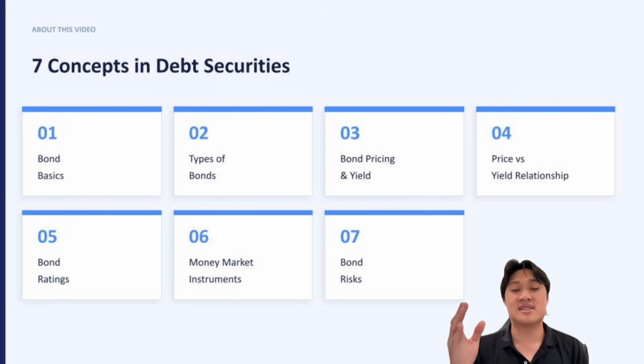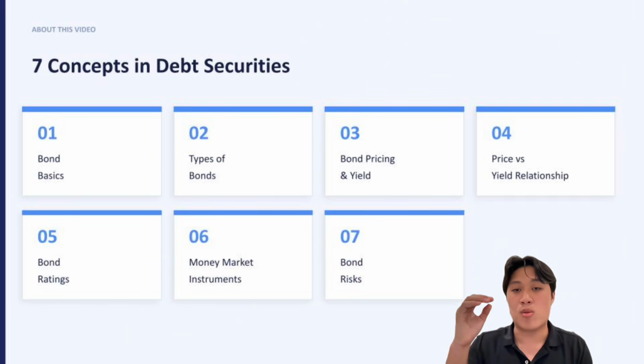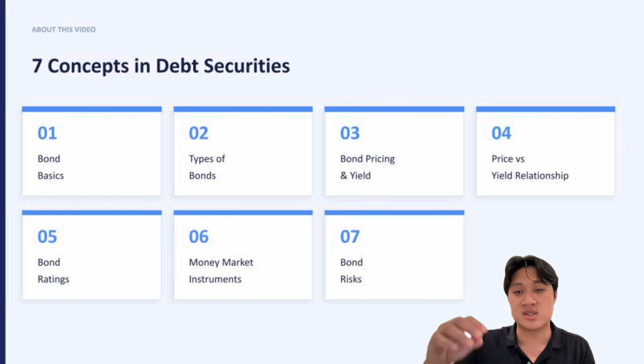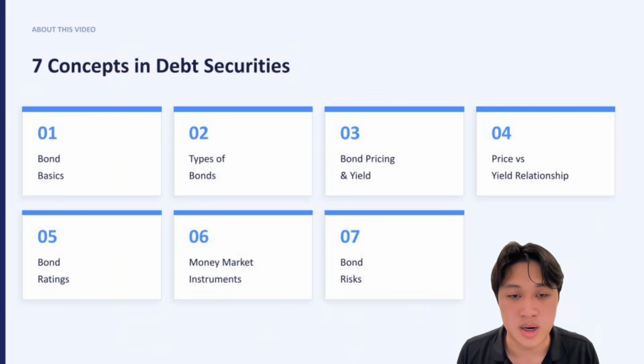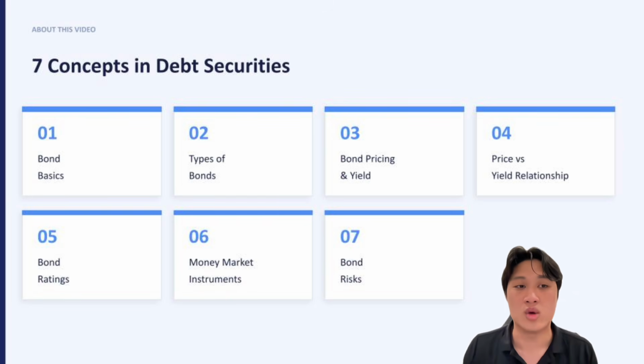Now, let's see what we're going to cover in today's video. We're going to be looking at bonds, the different types of bonds, how bonds are priced, and what yield means, the price versus the bond's yield relationship, the rating system for bonds and how they are rated, the money market instruments, as well as the risk that comes with bonds.